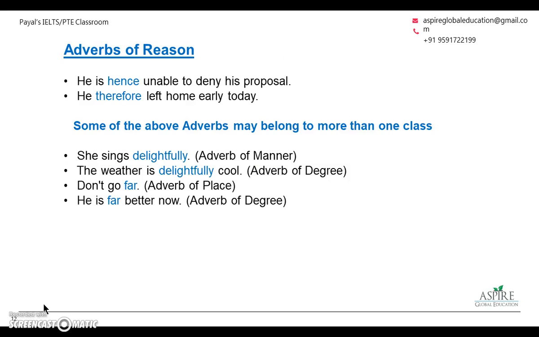Okay, now we have one more form of adverb, which is adverb of reason. He is hence unable to deny his proposal. So the word hence is basically defining the reason. So it is an adverb of reason. He therefore left home early today. So maybe he left home early today because of some reason. That is why my word therefore is an adverb of reason.